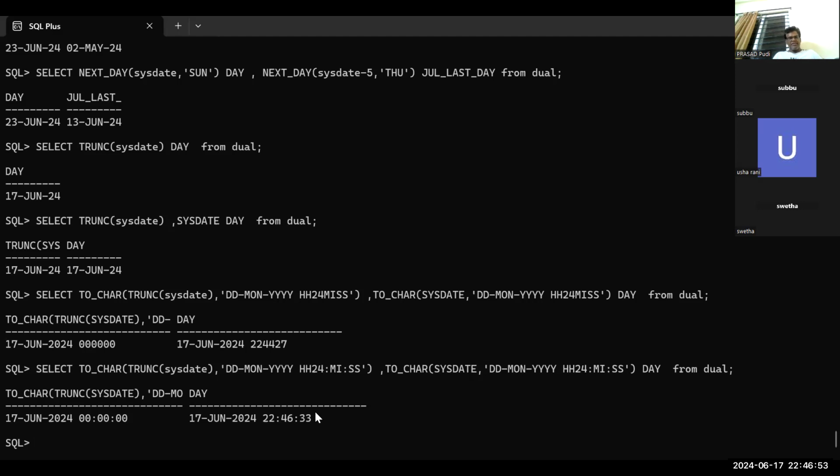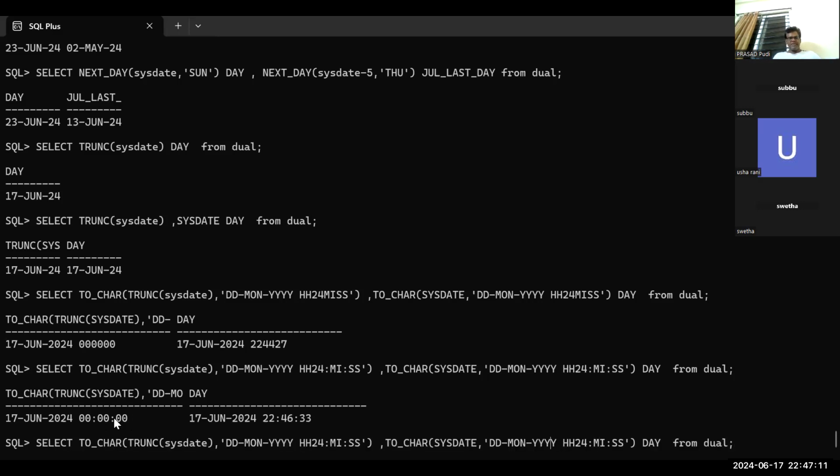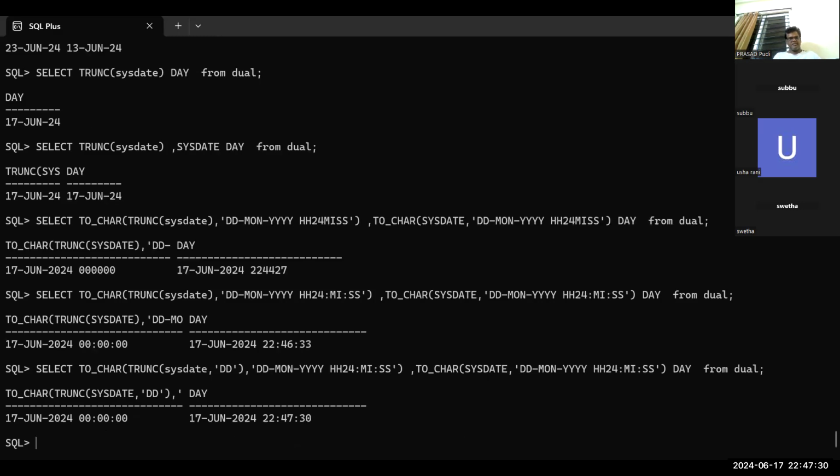So if you are using trunk for sysdate, it will always give midnight 12 o'clock, not today's noon. Today midnight means early morning, the date it will go to with trunk. Same way, for example, if I'm giving, no difference.